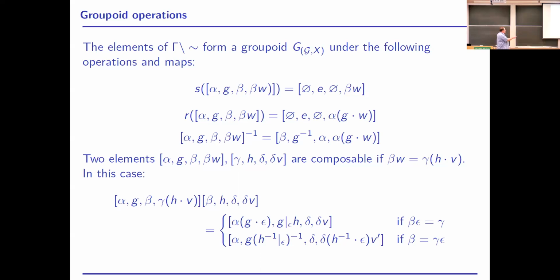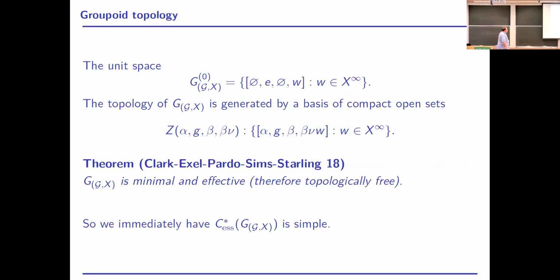And the two elements are composable if the infinite word on this one matches up with where I'm mapping the infinite word. So beta W is equal to the image of this delta V, so gamma of H dot V. And this multiplication just depends on which one is longer. So as I mentioned, for the unit space, all we're really encoding is the infinite word. So this is all elements of the form empty prefix E, empty prefix W for some infinite word W.